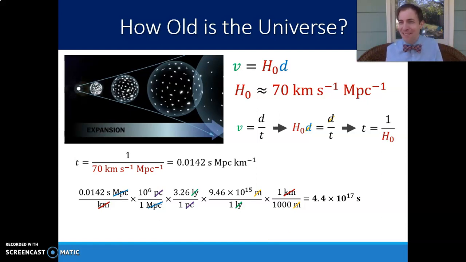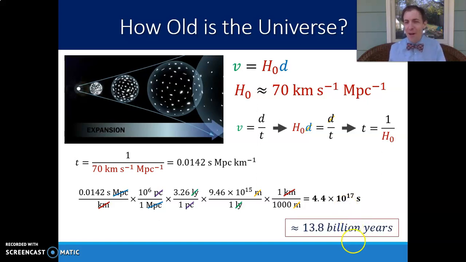Normally, you wouldn't talk about that in seconds. That feels like a weird unit to use. So let's convert that into years. We'll take that divided by 60 to get into minutes, divided by 60 again to get into hours, divided by 24 to get into days, divided by 365 to get into years, and we're left with about 13.8 billion years.